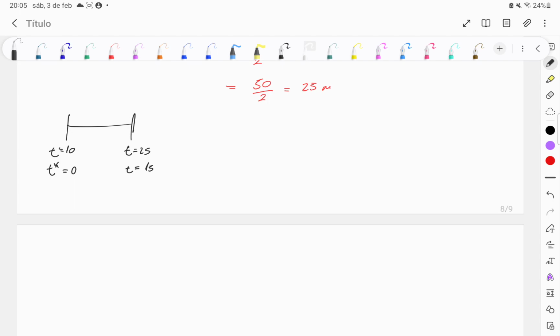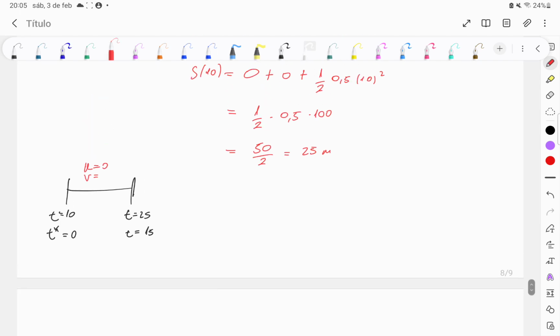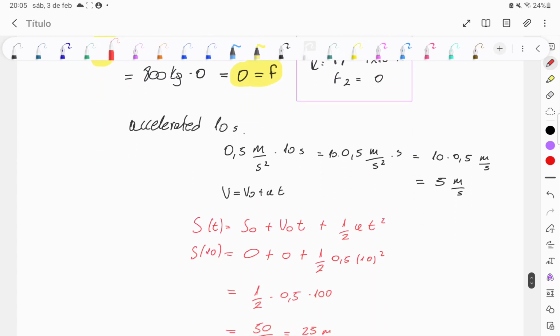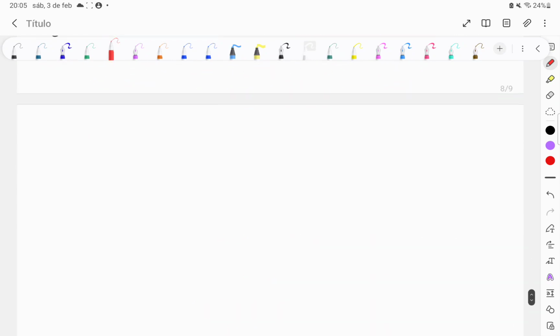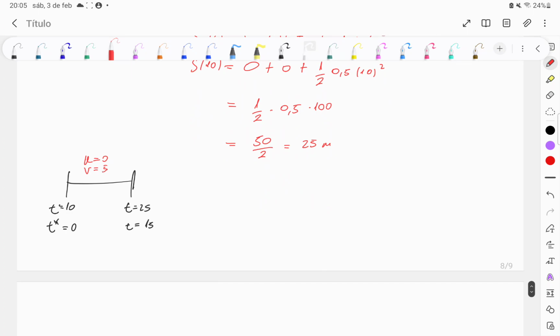Yeah, the acceleration, how much is it here? 0. The velocity, how much is it? We just calculated. The velocity was 5 meters per second. So here the velocity is 5 meters per second. It is the initial velocity and the final velocity. So we have the displacement evaluated at 15, because it's the final time. It's going to be equal to S0. How much is S0? 25.